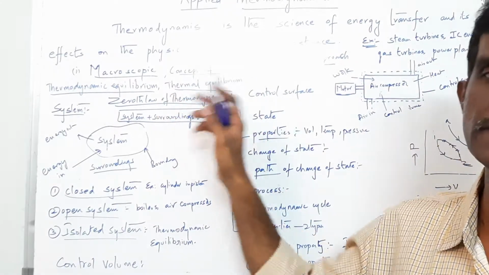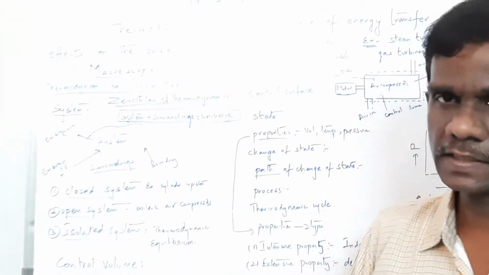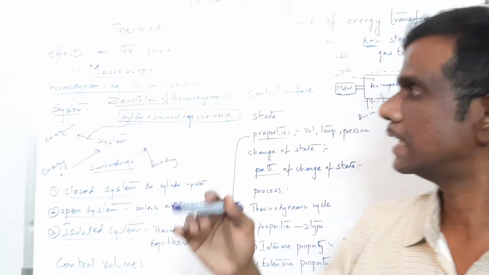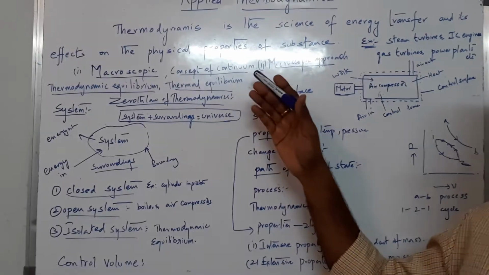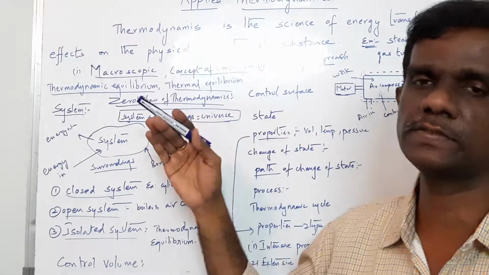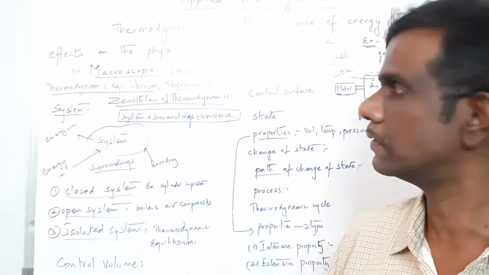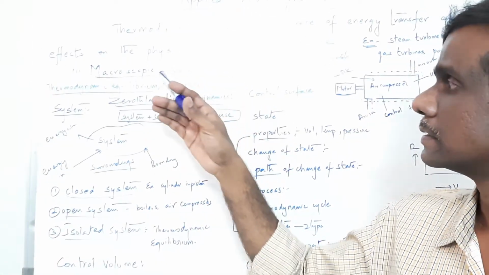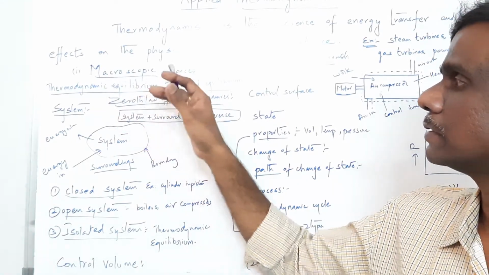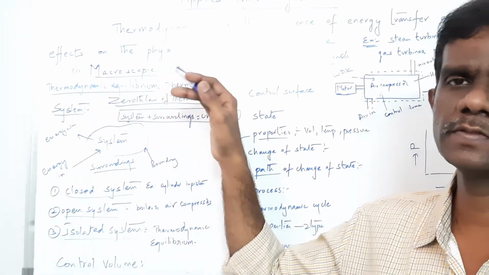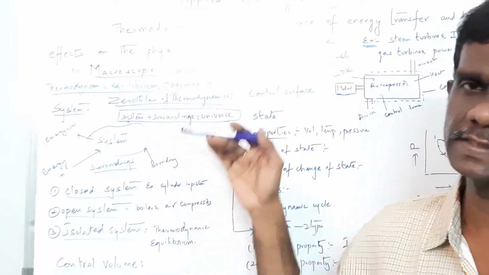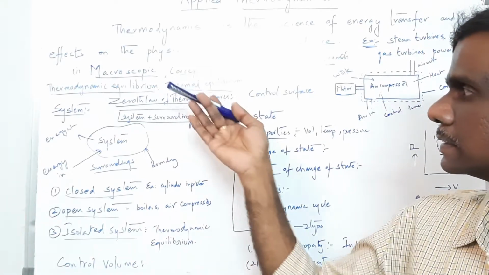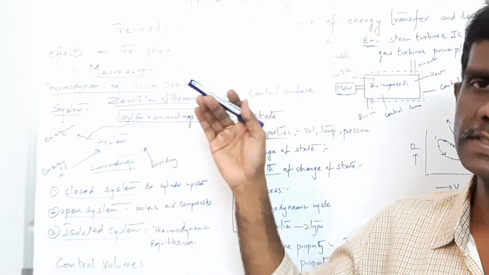Here comes the concept of continuum. Continuum means it must have the same phase, and not only that, it must be continuous without any break. So on average, the macroscopic approach should be the same throughout the analysis of your experiment, throughout your study.